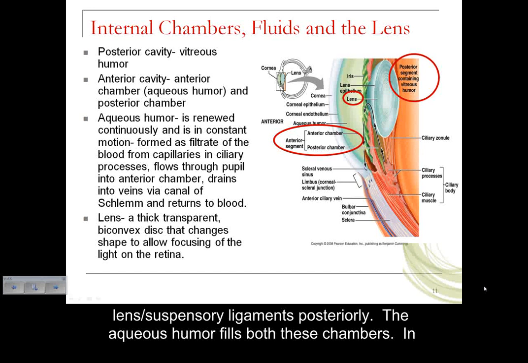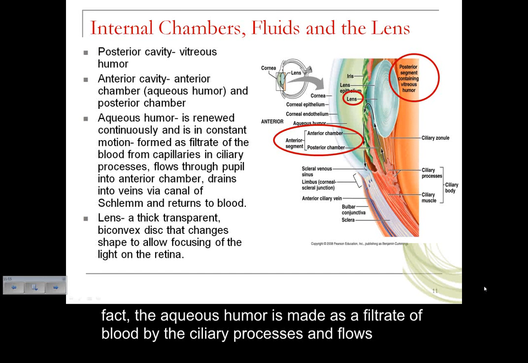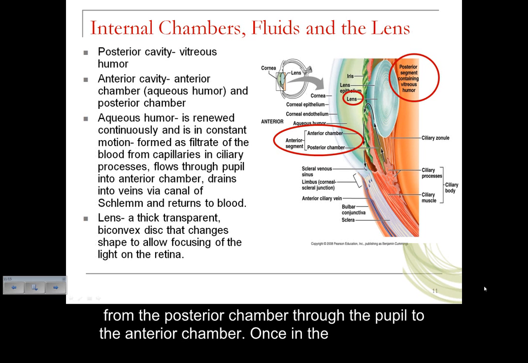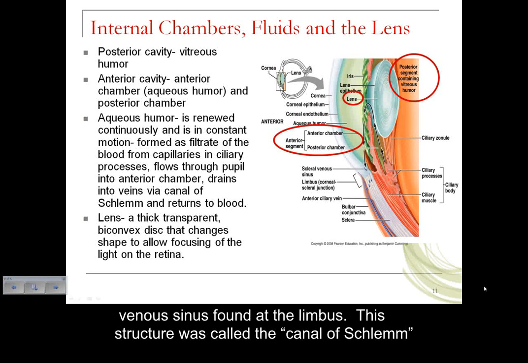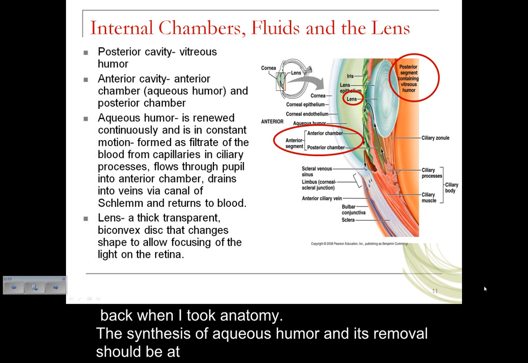The aqueous humor fills both these chambers. In fact, the aqueous humor is made as a filtrate of blood by the ciliary processes and flows from the posterior chamber through the pupil to the anterior chamber. Once in the anterior chamber, it can return to the cardiovascular system by draining through the scleral venous sinus found at the limbus. This structure was called the Canal of Schlemm back when I took anatomy.